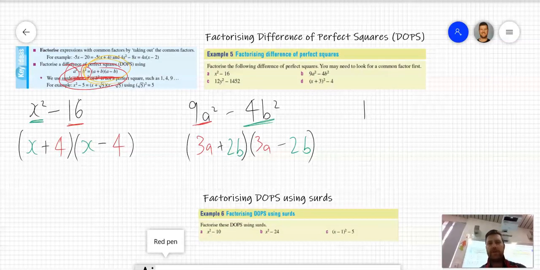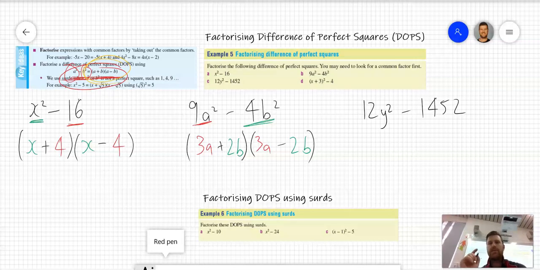Alright, let's go on to the third example there. So 12y squared take away 1,452. Actually, before we do this one, I'll set up my brackets. Oh no, I won't. Is 12 a square number? No, it's not. Remember yesterday, what were we doing yesterday? Factorising by? Yeah, by removing common factors.